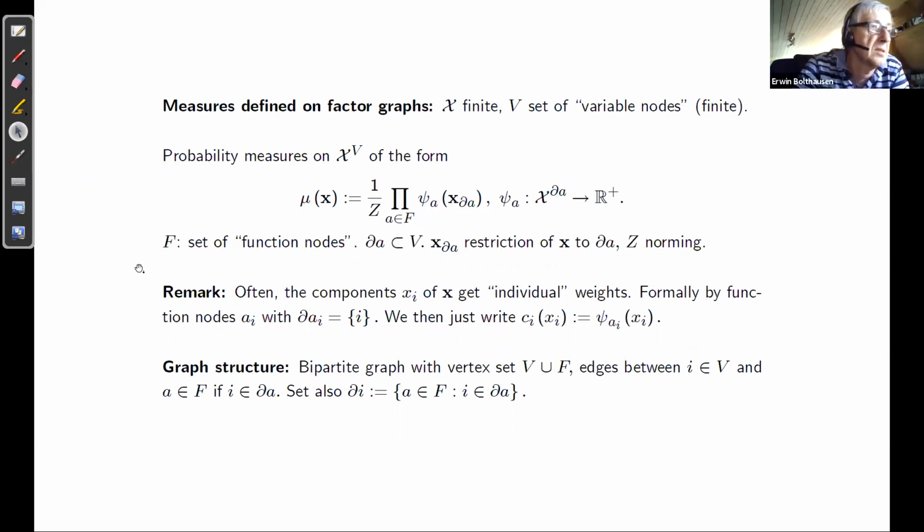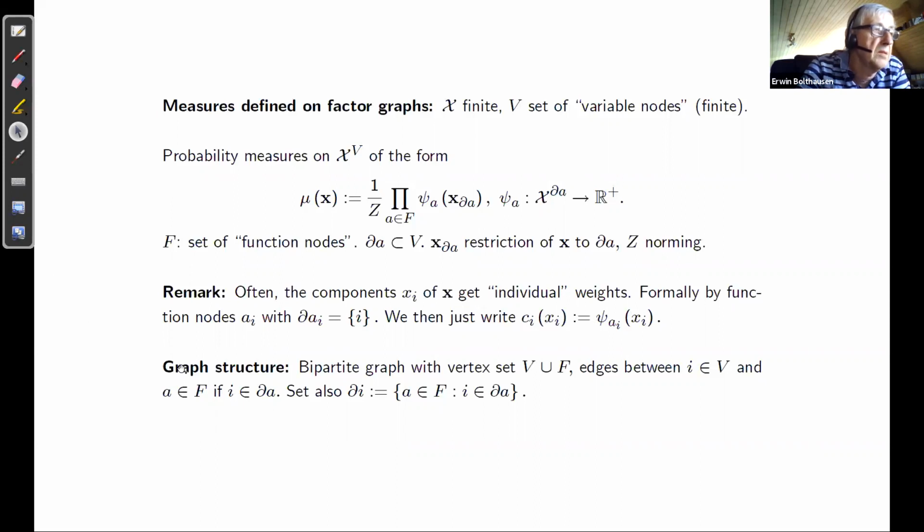Often the components of a vector X, so of an element capital X, I'm using capital X for elements here. If you just have functions on individual xi's, then I'm just writing them as ci of xi. You see on the next picture how it looks.